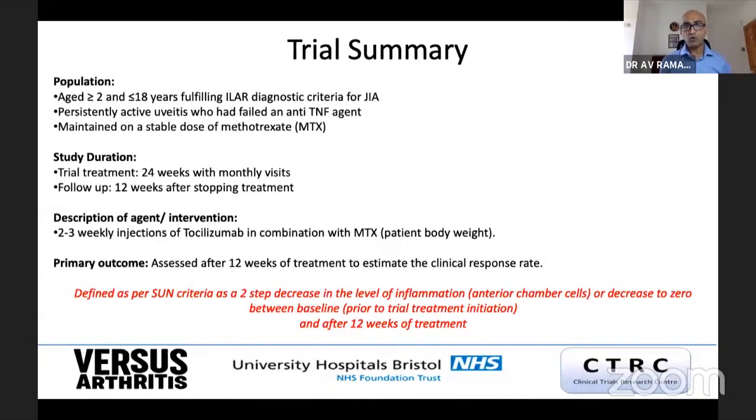And this time we went for an open label design, and we used a novel adaptive design with a Bayesian methodology. But in essence, we were giving either a 2 or a 3 weekly subcutaneous injection of tocilizumab. And again, we didn't go for IV tocilizumab. We went for subcut tocilizumab because it was much easier. And our primary endpoint was after 12 weeks of treatment. And we were looking at a 2-step decrease in the SUN, or the standardized uveitis nomenclature criteria, which most of you are very familiar with.